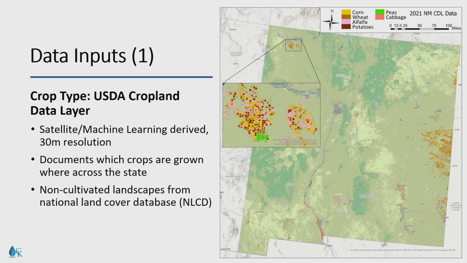For crop type, we use the USDA cropland data layer. Most people in this room might be familiar with it. It's a satellite and machine learning derived product at a 30-meter resolution. Basically it just tells you which crops are being grown where across the United States. Zoomed in on the upper left-hand corner here, you can see the detail that you get out of the cropland data layer. This is in the upper San Juan Basin, and you can see all those different irrigated crop circles with corn and wheat and alfalfa and so forth. Non-cultivated landscapes in the cropland data layer are directly from NLCD, so you also have shrublands and forests and things like that, and those are all shown on this map.